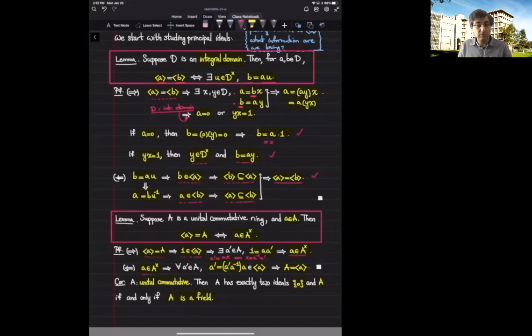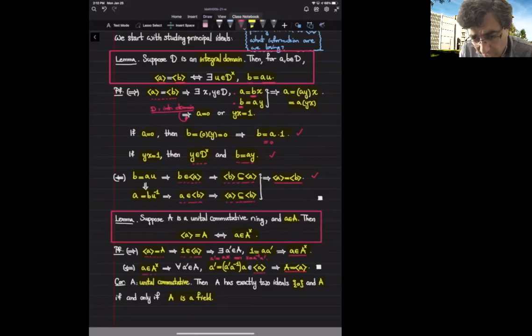This means I have to show every element of the ring is a multiple of A. For every A prime, can I write A prime as A times X for some X? Now, if I want to solve this for X, I get that X can be chosen to be A inverse times A prime. Or I can directly write it down, and say that for every A prime that you give me, I can write it as A prime A inverse times A, a multiple of A. So it belongs to the ideal generated by A. And because A prime was arbitrary, this implies that the ideal generated by A is the entire ring.